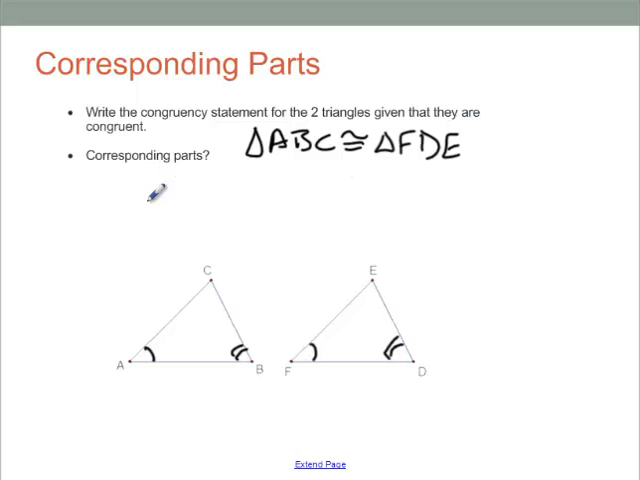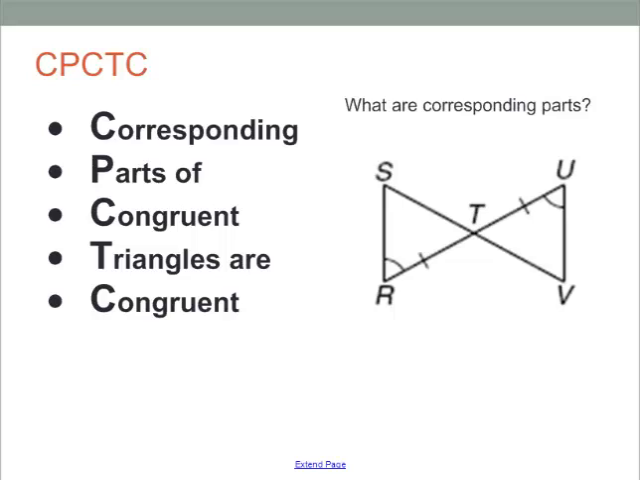And corresponding parts are every set of angle pairs that are congruent, and it's also every set of sides that are congruent. So in triangles, there are 6 congruent parts. You have 3 sets of sides, you have 3 sets of angles. So we're going to use those 6 parts to help prove others. So CPCTC stands for corresponding parts of congruent triangles are congruent.